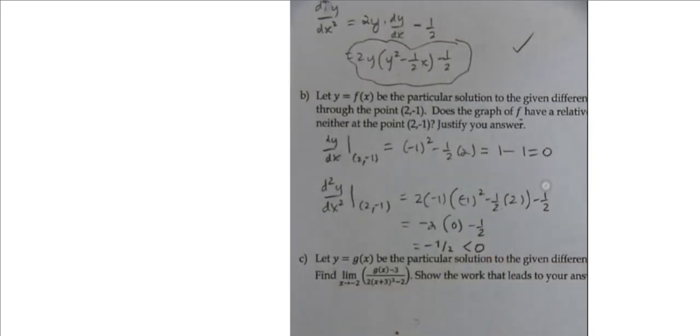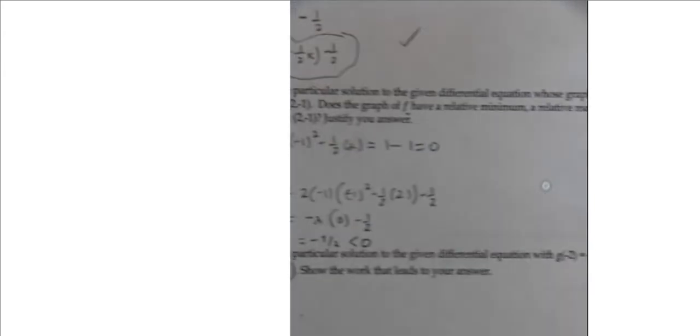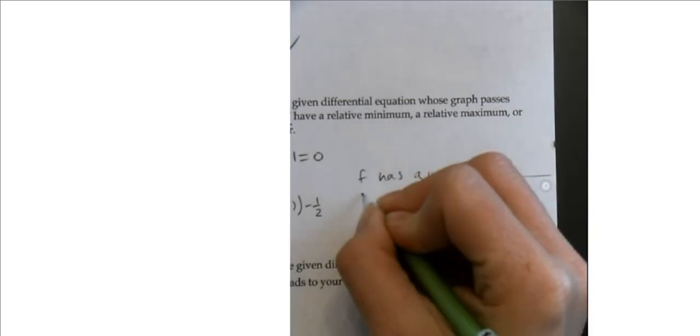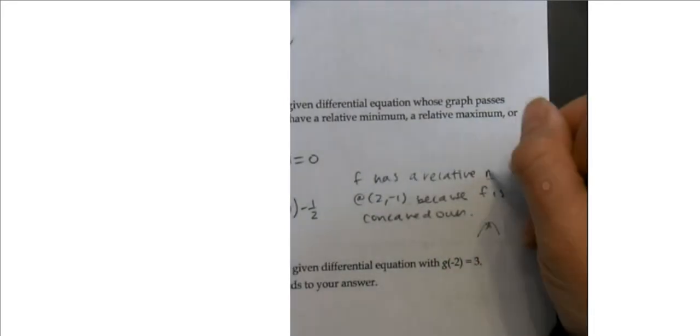So why do we care if the second derivative is negative? Remember, if the second derivative is negative, that means the function is concave down. So let's go over to this space now. We have a little more space on this problem. So f has a relative, and I'll fill this word in a second, at (2, -1), because f is concave down. And really, we're done. We're really okay here. I'm adding this as an explanation for you. Think about concave down. What is this? Relative max.